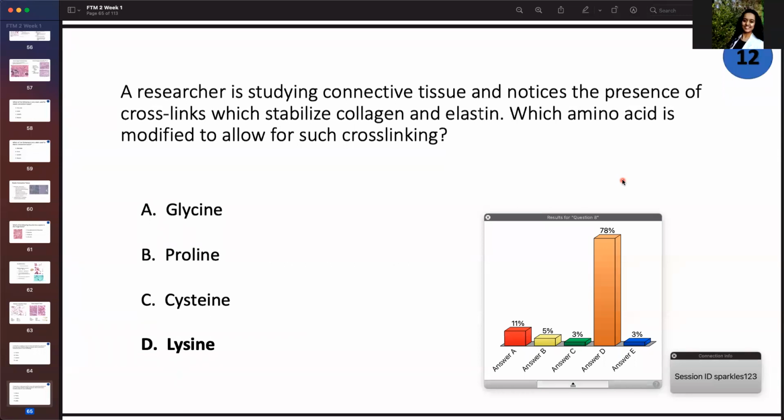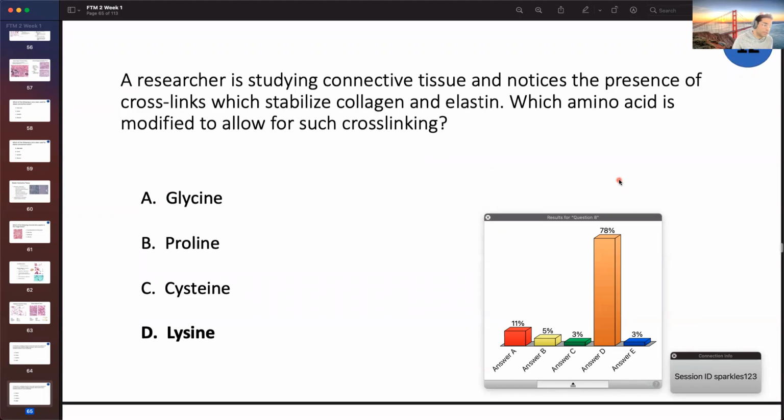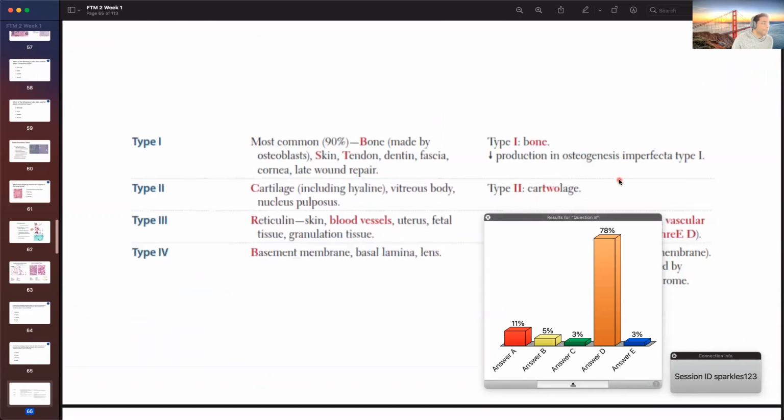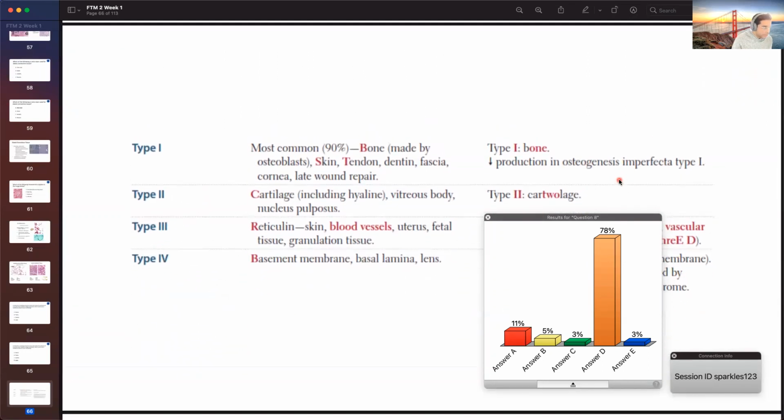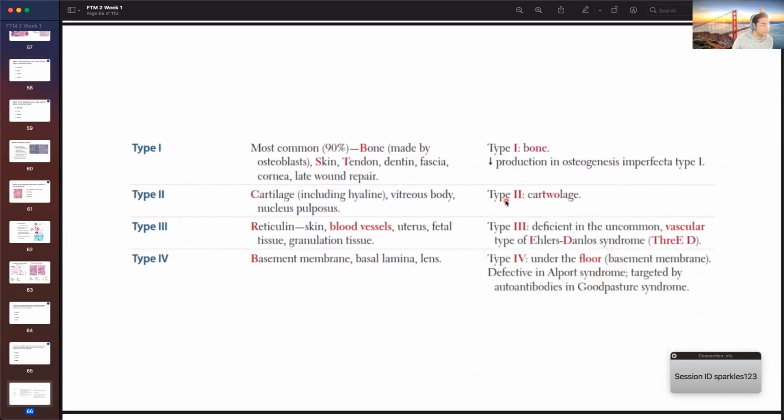But you mean like it gets hydroxylated and glycosylated and all that stuff, and it helps with cross-linking, right? Correct, exactly. And we're going to go more about that in a hot minute, but that's exactly what I was looking for. Great job.